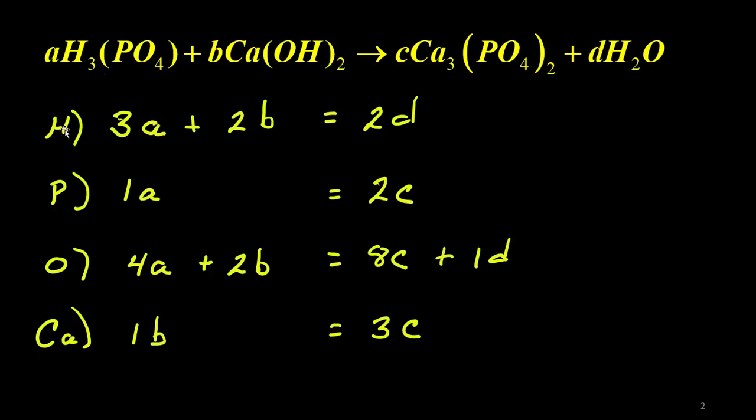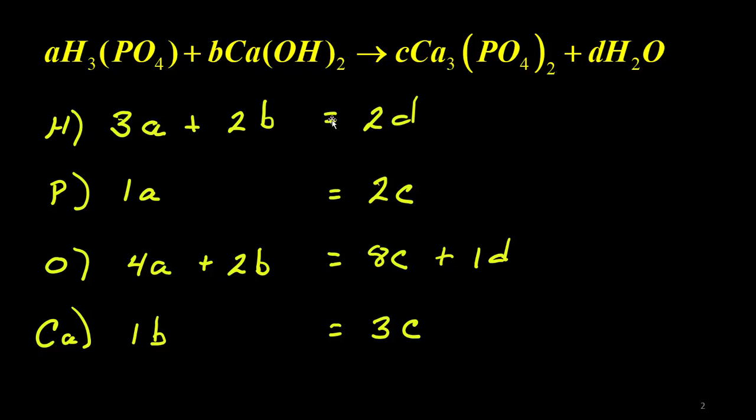I start off with hydrogen, and for those of you who are a little rusty on doing this, this is the subscript 3 on hydrogen here. The letter is always going to be the coefficient. So we have 3 atoms of hydrogen. That's going to be 3 times A. We move on to the calcium hydroxide. There are 2 atoms of hydrogen in that molecule. That's 2 times the coefficient.